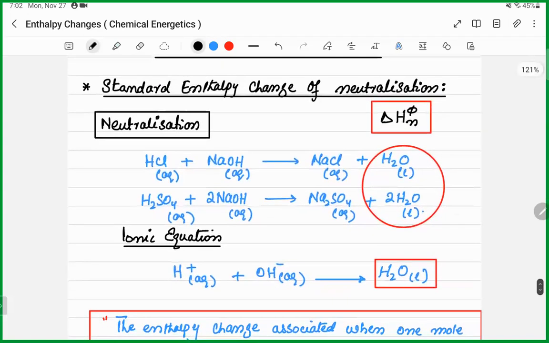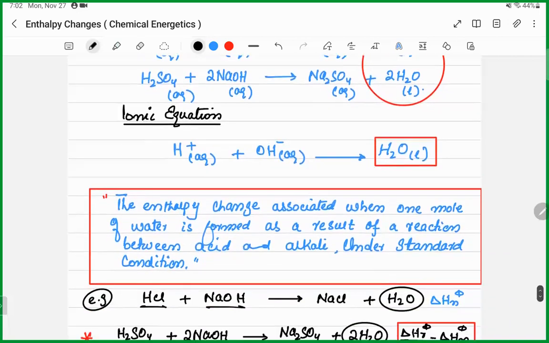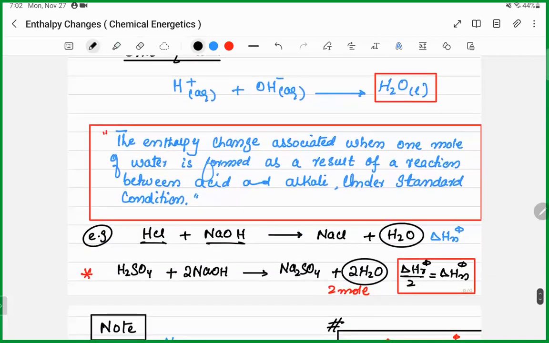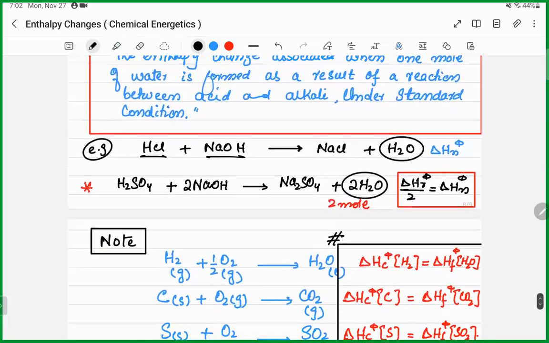Neutralization, yes, neutralization is the reaction in which acid and base reacts together to form salt and water. तो water की formation से relate किया और हमने कहा when 1 mole of water is formed but not from its element, element से बनेगा तो वो तो formation हो जाएगी, formed from as a result of a reaction between acid and alkali. That's basically called neutralization.